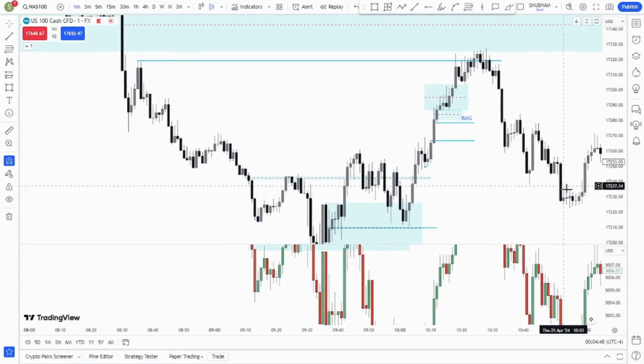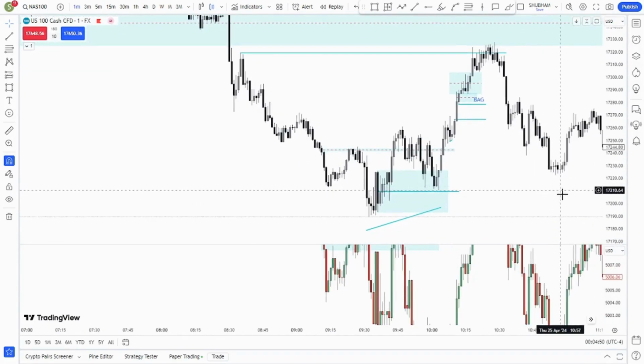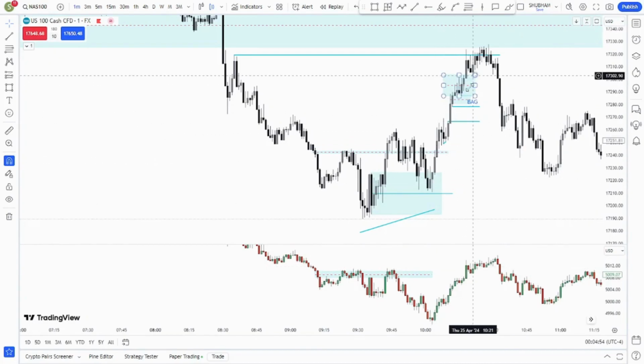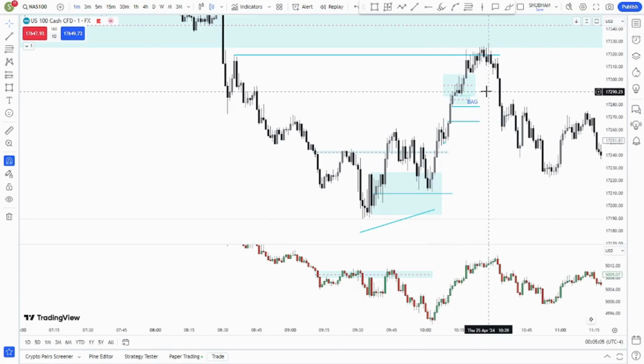So thank you guys. This was it. I have my exam, so I cannot make this video longer, but I have covered each and every concept in this entry: mitigation block entry, above IFVG candle to candle SMT, breakaway gap above a mitigation block, also a candle to candle SMT, and silver bullet zone SVZ entry.